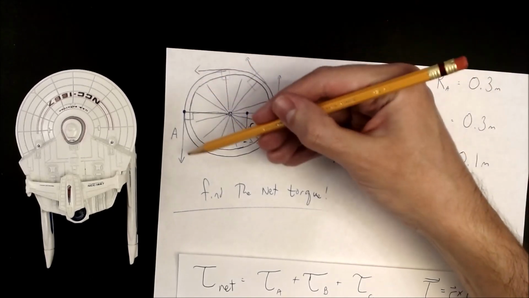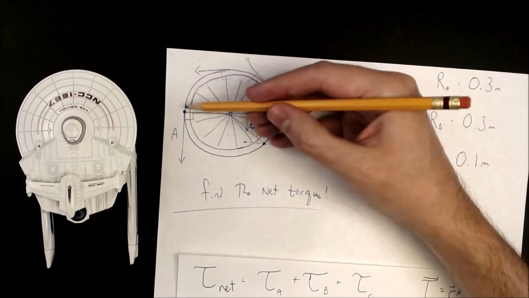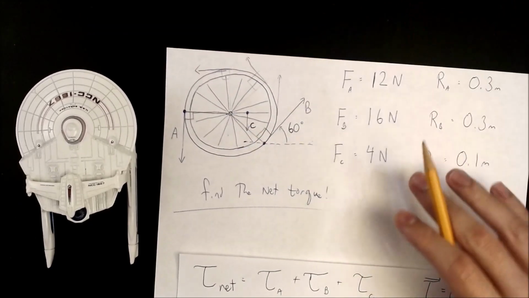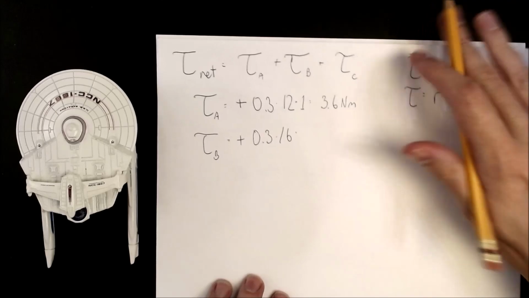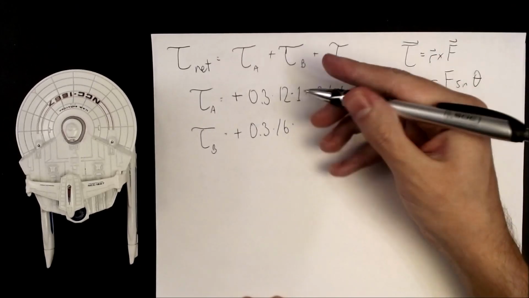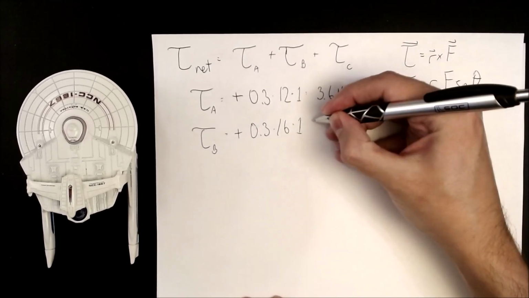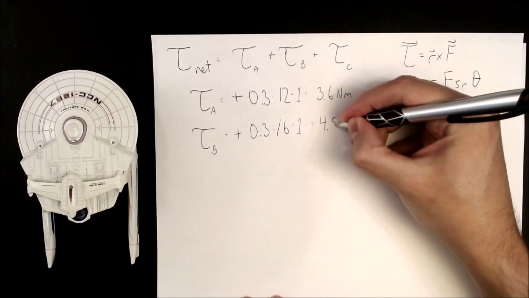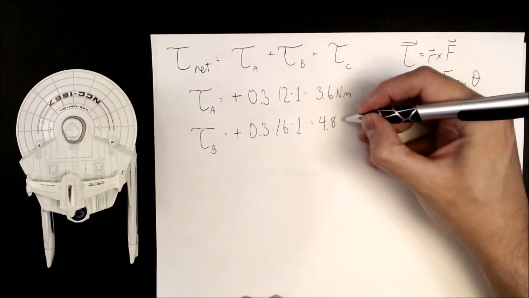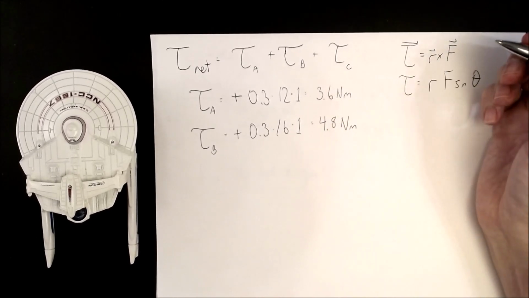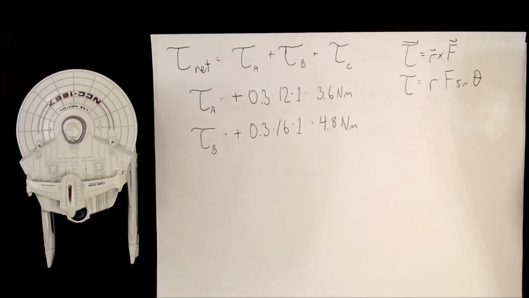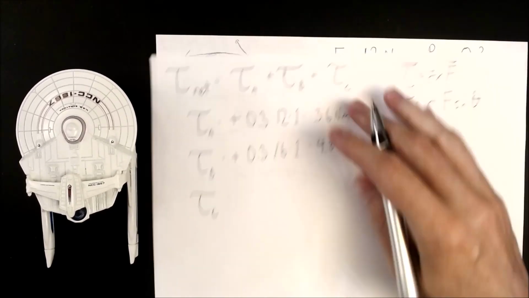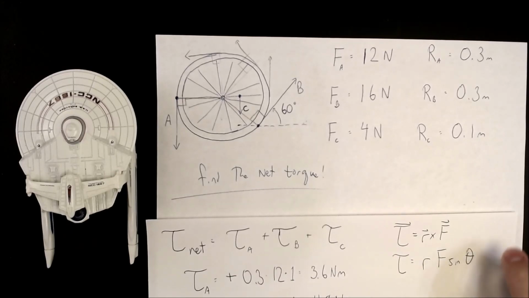It doesn't matter where you are along this outer rim. If you are perpendicular to the outer rim, then it's a 90-degree angle. So that simplifies things quite nicely, in fact. This is another 1 right there. And so 0.3 times 16 is 4.8. And it's going to be Newton meters again. Okay, torque C. What's torque C going to equal?